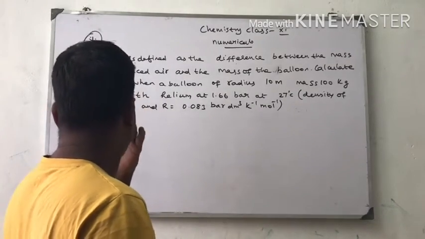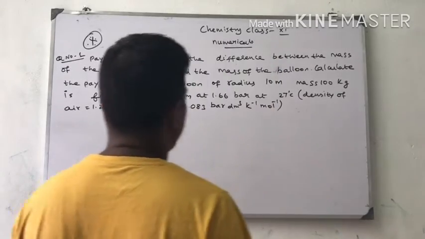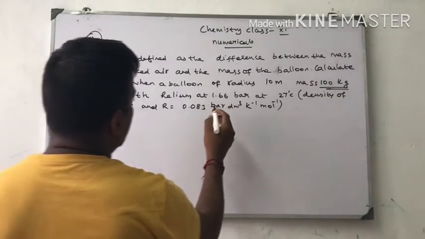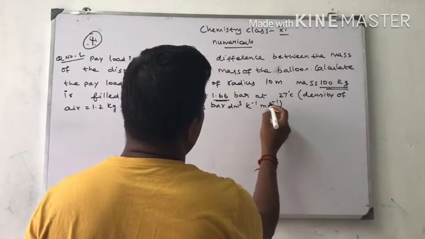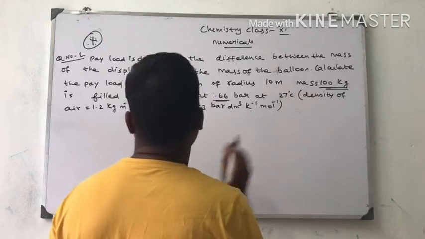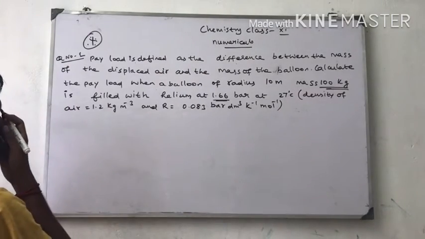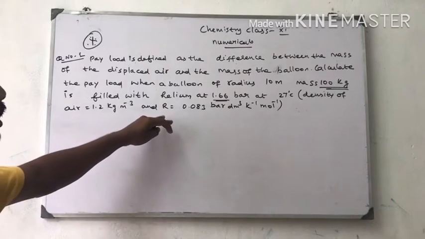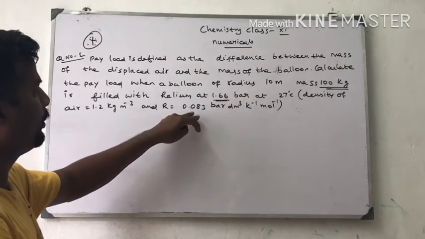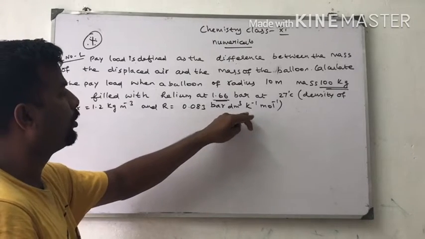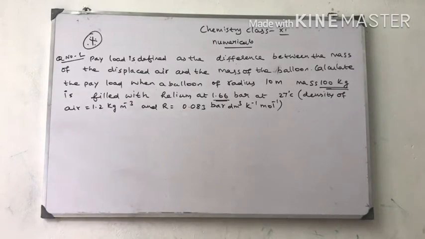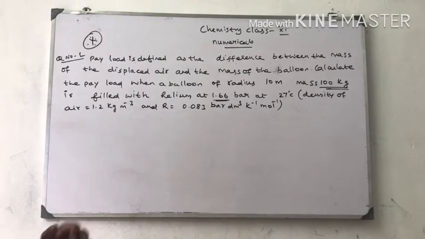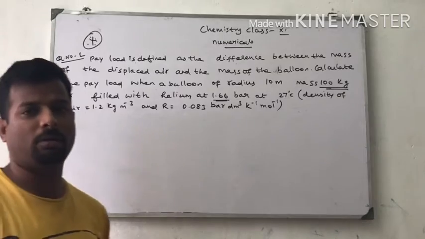Calculate the payload when a balloon of radius 10 meter, mass 100 kilogram, is filled with helium at 1.66 bar pressure and room temperature. Density of air is given as 1.2 kilogram meter inverse, and the gas constant R is given as 0.083 bar decimeter cube Kelvin inverse mole inverse. They want us to find the mass of the balloon and the payload.